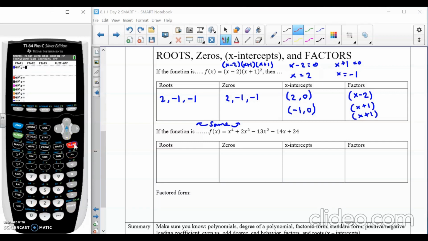Oh, yikes. Let's try this again. Oh my goodness. Starting to wonder why I chose such a long equation.